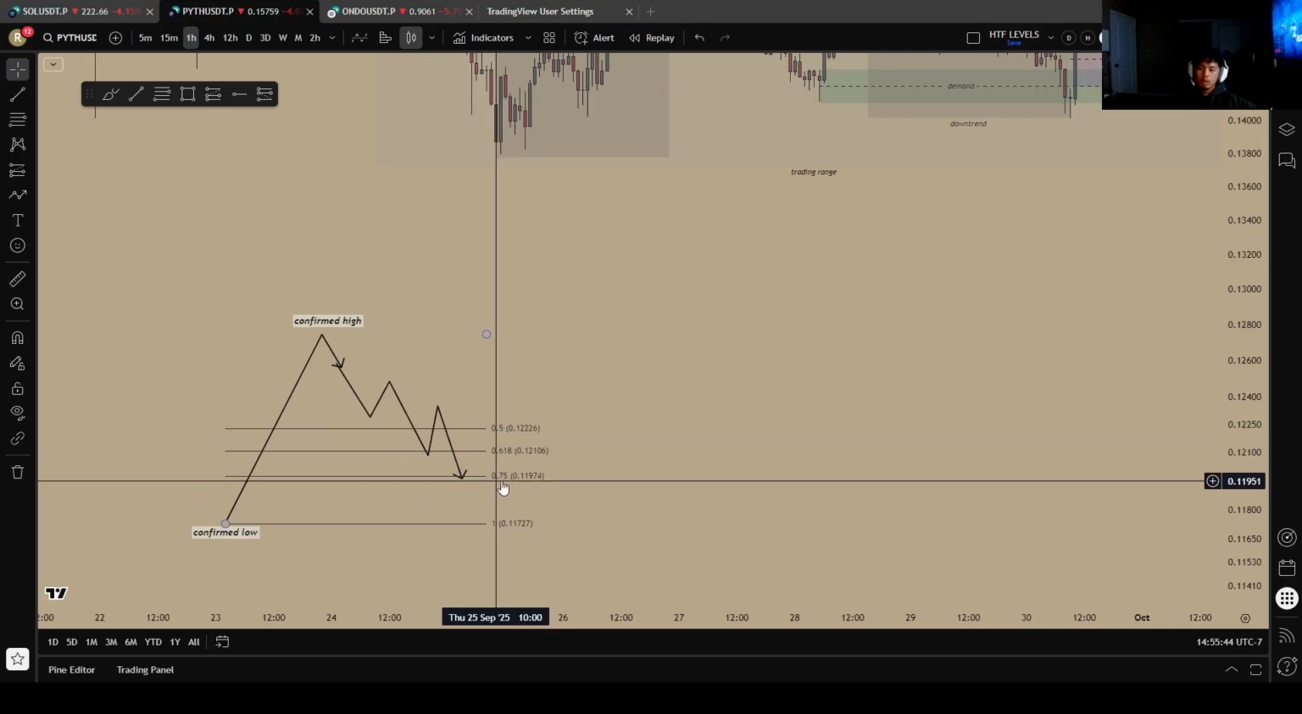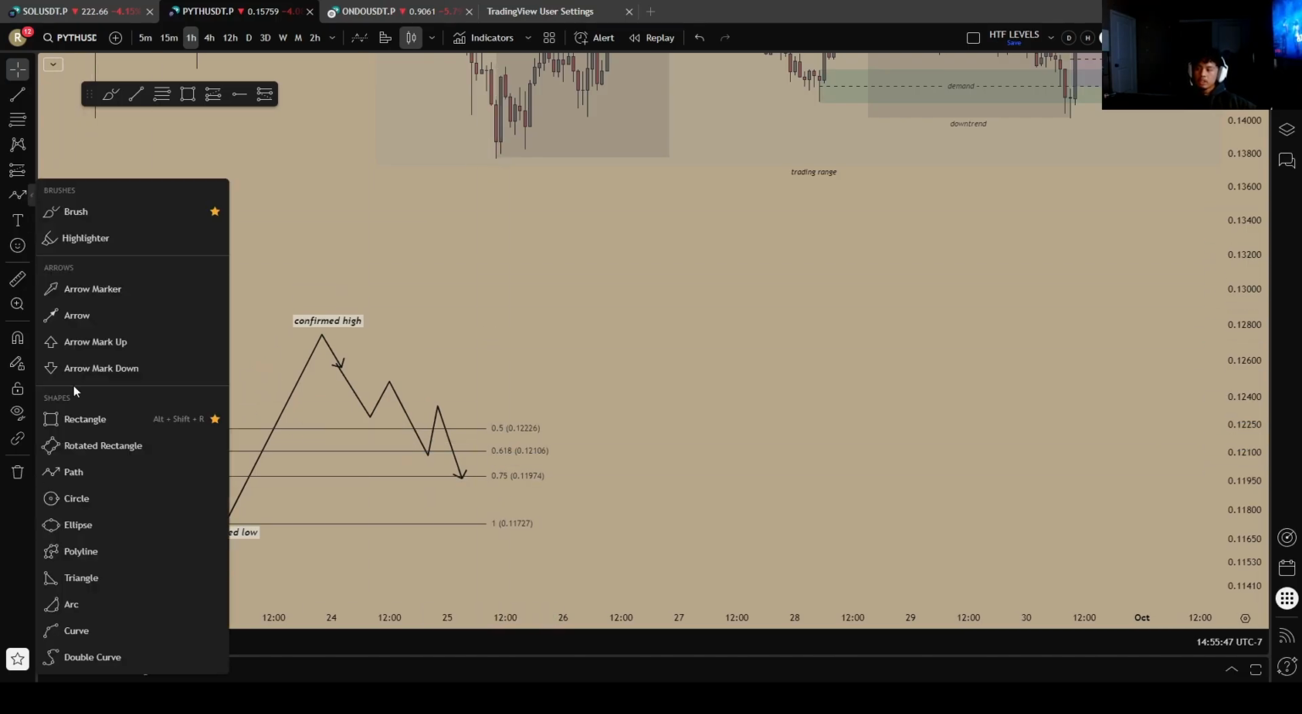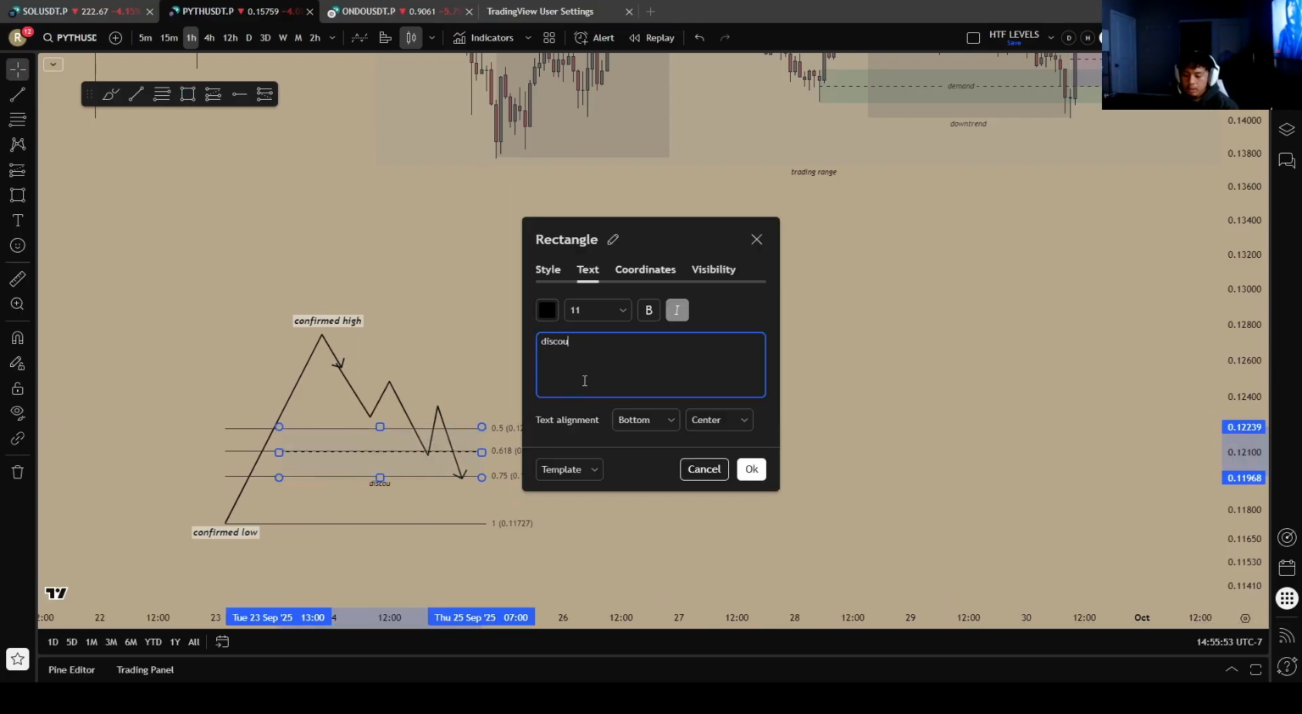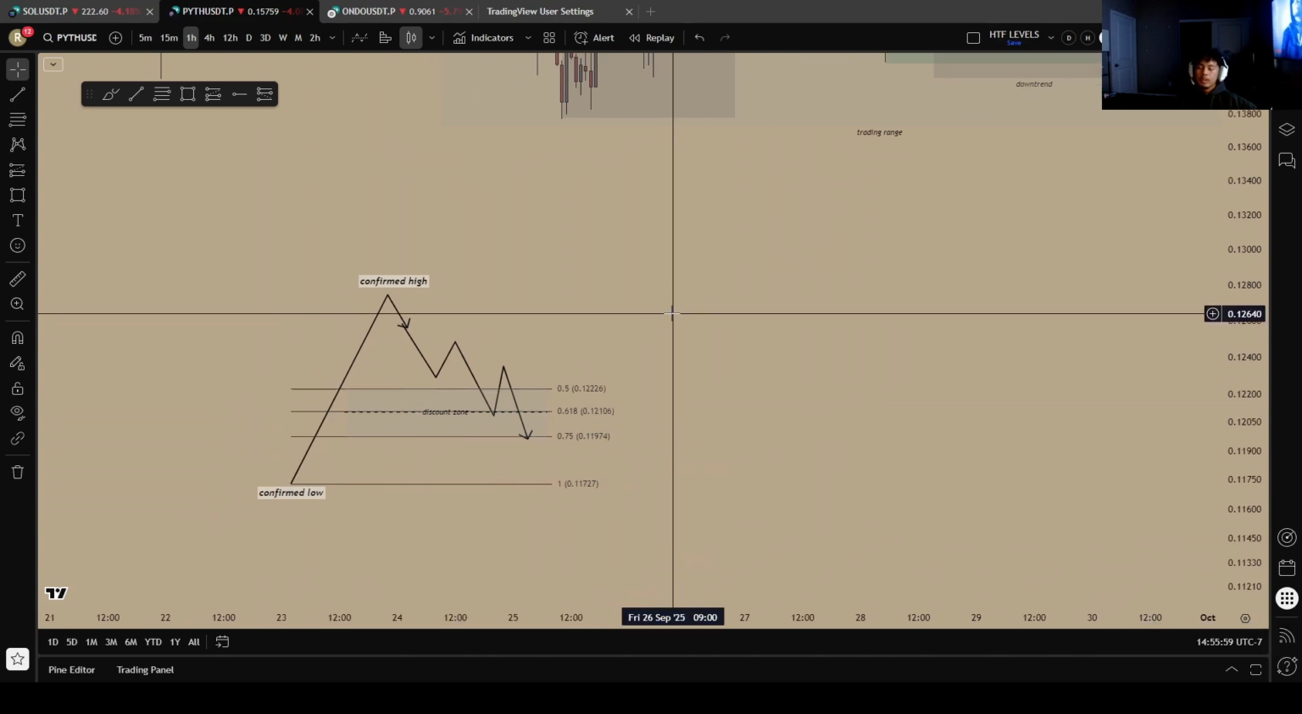Somewhere between the 0.5 and the 0.75, when the market is trending up, we call this a discount zone, okay? So this is our discount zone. Now, the reason why this is important is because, think about it like this.